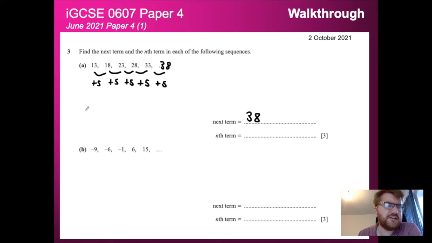And the way I generally teach the nth term for linear sequences is I look at my difference. So I have 5, I put an n next to it, and I ask myself, well, what do I do to 5 to get to the first term, 13? And that will just be plus 8. And you can substitute n is 1 in there to check that this works, then n is 2 and so on. So we have our nth term of 5n plus 8.